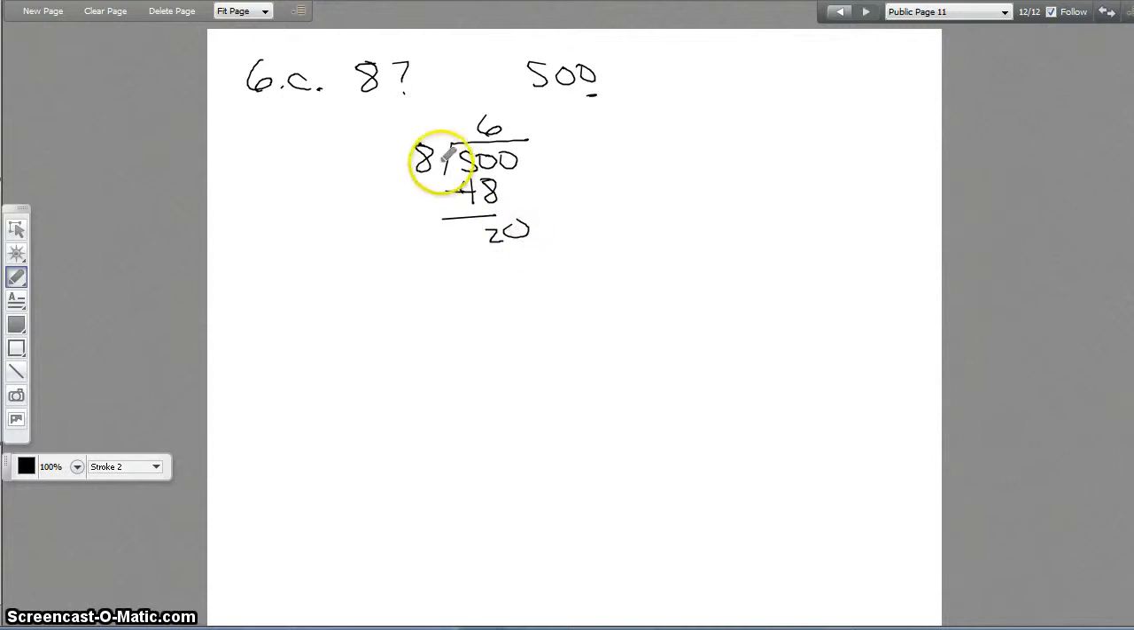We bring down the 0. 8 goes into 20 2 times, which is 16. When we subtract the 16, there are 4 left over. So there is a remainder. That means that no, 8 is not a factor.